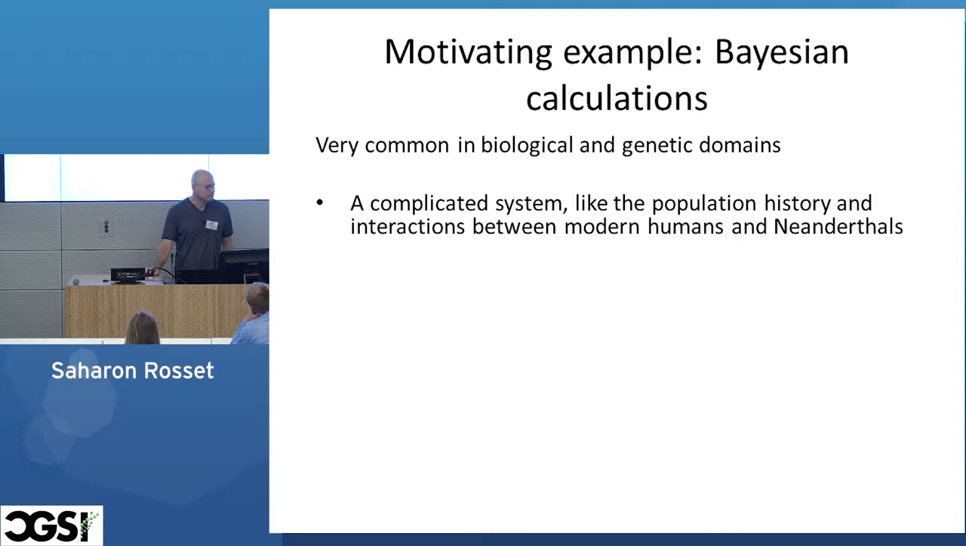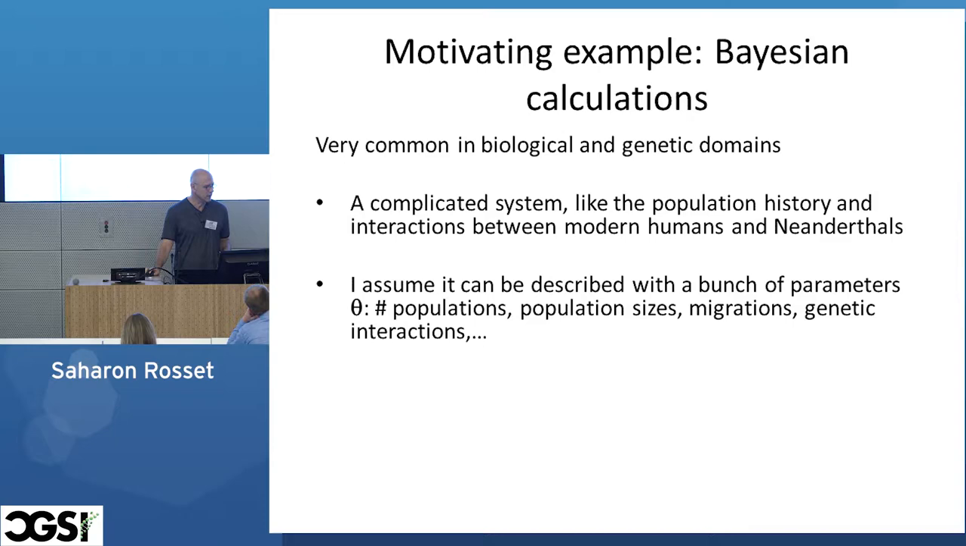I have this complicated system that generated the genomes that I'm seeing. Let's assume that I'm comfortable describing this system with a bunch of parameters that describe the history of the two species. For example, how many populations there were within each species, how they increased and decreased in size, how they migrated, how they genetically interacted, and so on. So if you tell me how many populations there were, how big they were, how much they interacted, and so on, I actually know the system and I can infer things about the system.